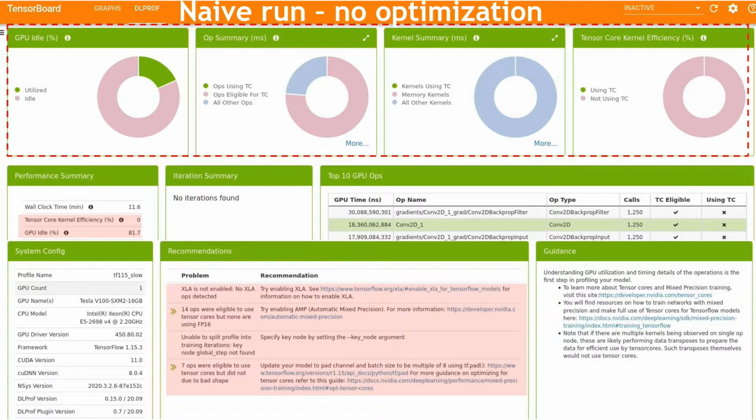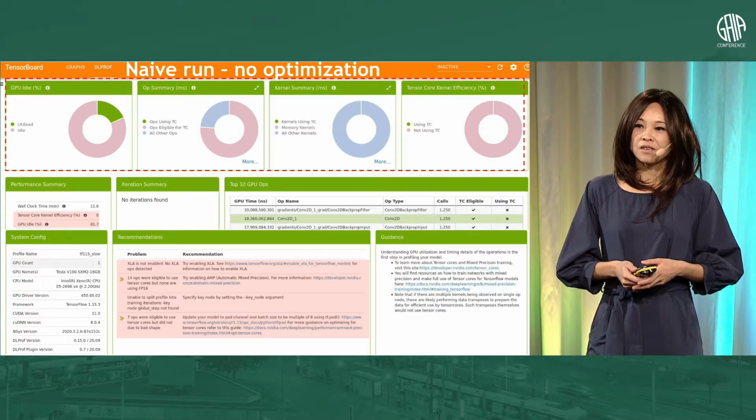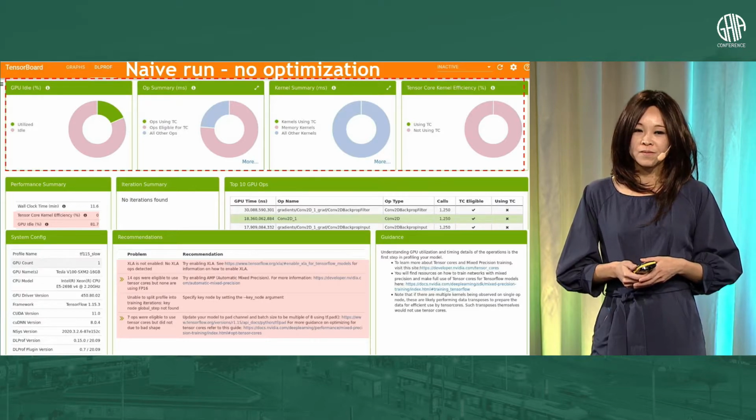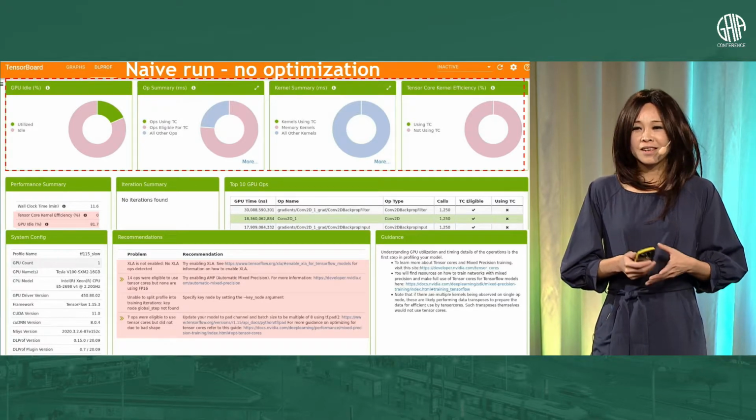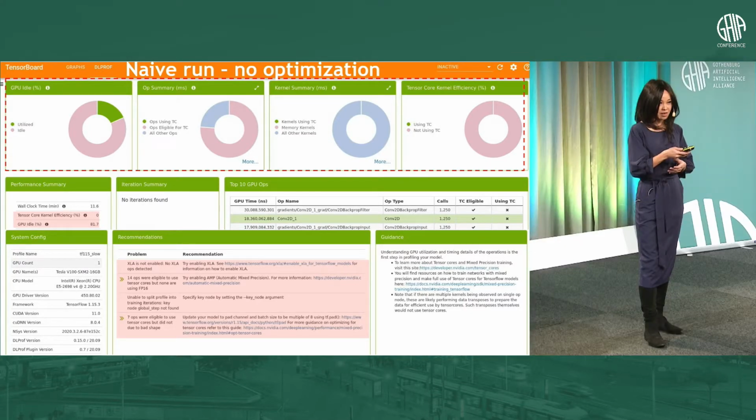So this is a naive run without any optimization at all. So obviously, it's going to suck. If you take a look at the upstairs pie charts, they are all very bad. The operation is eligible for using Tensor Core, but it's not using it. The GPU is idle most of the time, and Tensor Core kernel efficiency is 0. Okay, so that is still not really saying much. Let's take a look at the recommendation section.